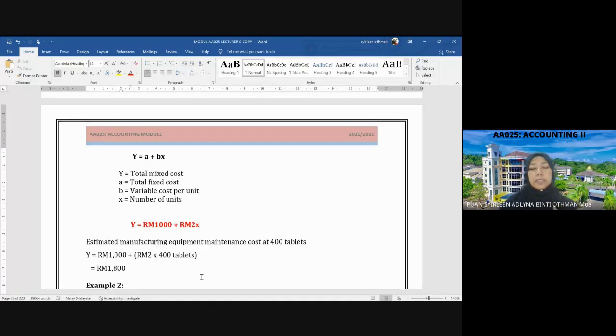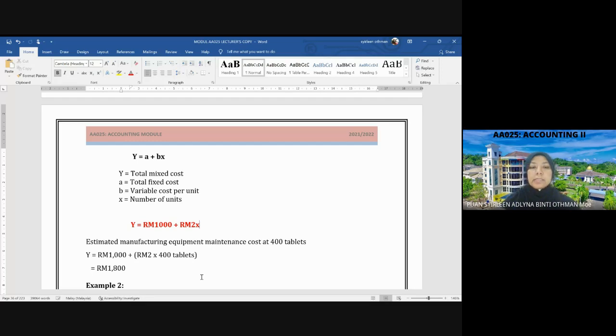Sebab tadi dalam figure dia cuma bagi 4 different cost maintenance cost, okay, for different level of activity. So let's say kita nak estimate untuk something else. Let's say tadi awak buat untuk first quarter, second sampai fourth quarter. So katakan saya nak kira untuk the next quarter for the next year.